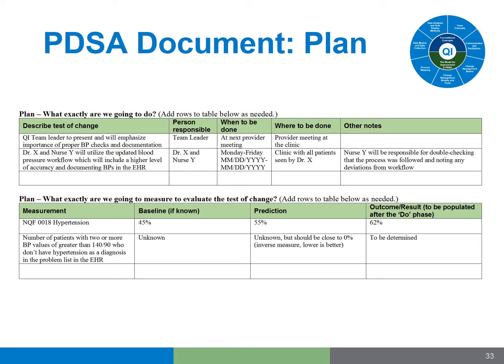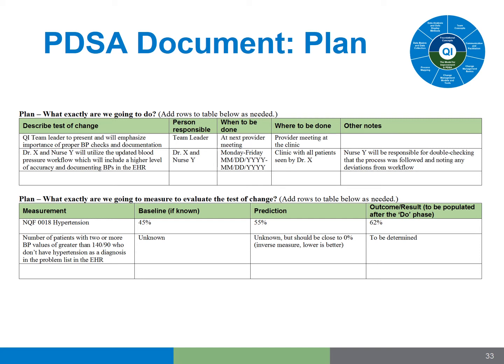In the first row, describe test of change. QI team leader to present and will emphasize importance of proper BP checking techniques and documentation. Person responsible, team leader. When to be done, at next provider meeting. Other notes, none. Second row, describe test of change.